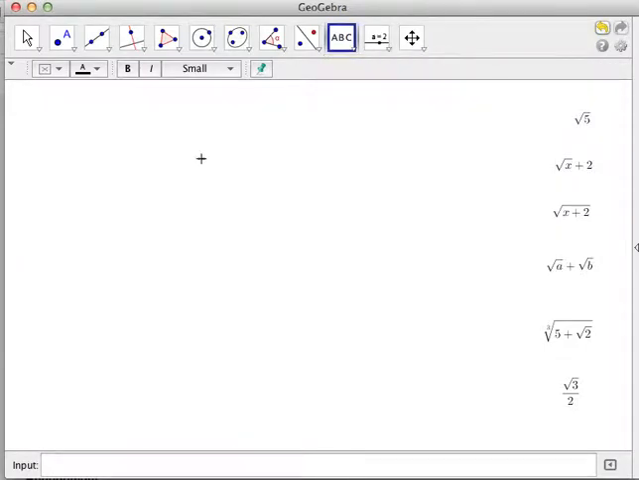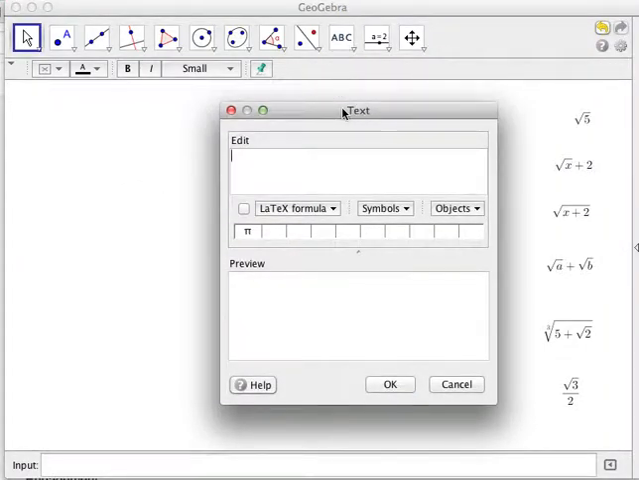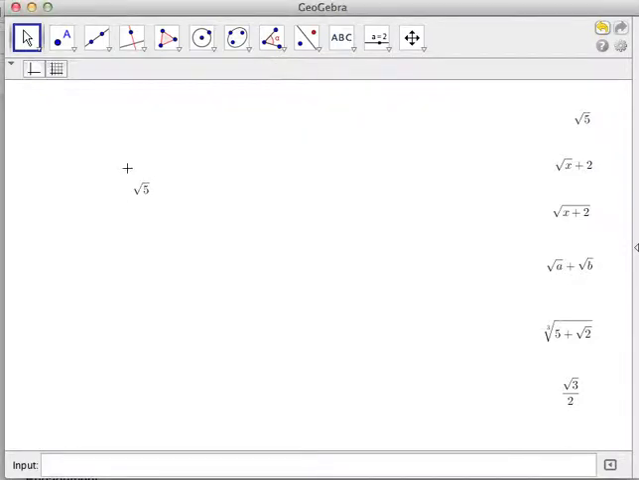So we use the text tool and then click on the graphics view. We type the code here. The code for square root is backslash and then sqrt and then open and close braces, or open and close curly brackets. Whatever you put between the pair of brackets is what will be under the radical. Here we want to put 5, so we just type 5 between the two brackets. And to see what the code looks like, we just check the LaTeX formula. So this is the output.